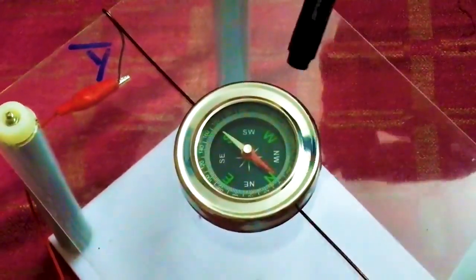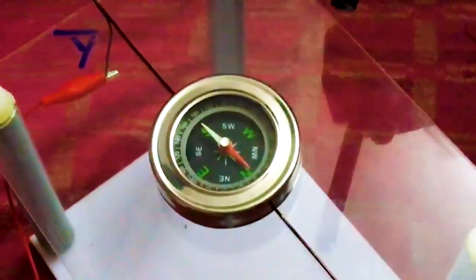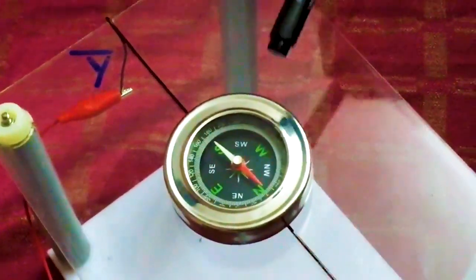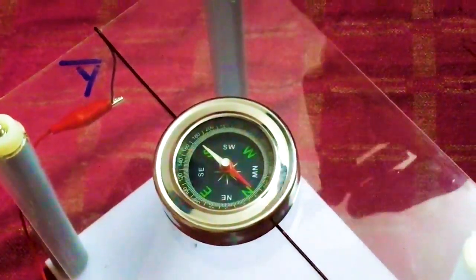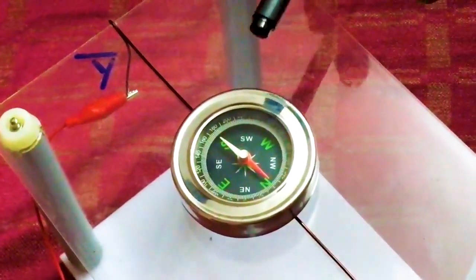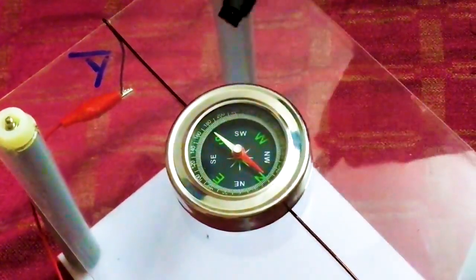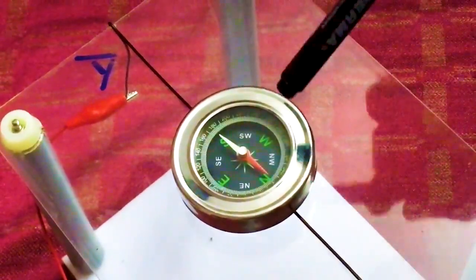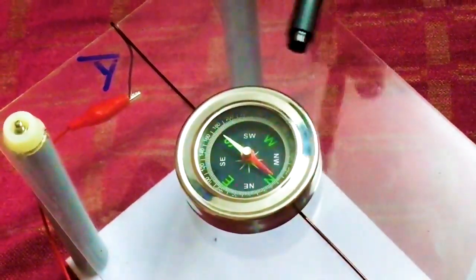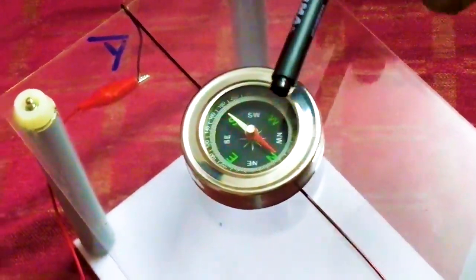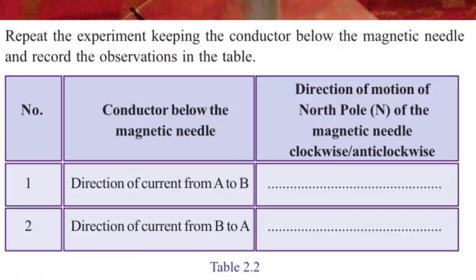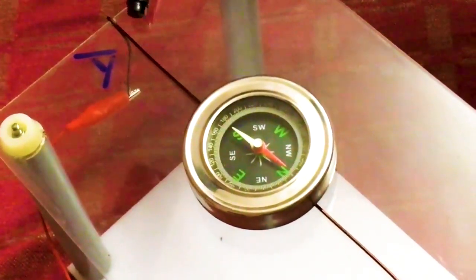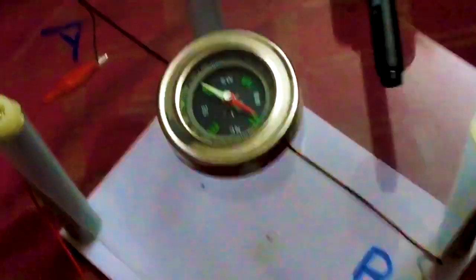So this is given in table 2.2, but its corresponding figure is not given there in the text. Figure is given only for that condition when conductor is above the magnetic needle, that we have already seen. Now this condition they haven't given in the text, but we are doing this arrangement here, and the table we have to fill. So observe the deflection of north pole of the magnetic needle when current flows from A to B. Please see.